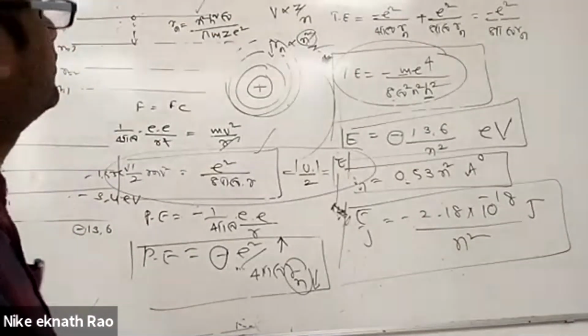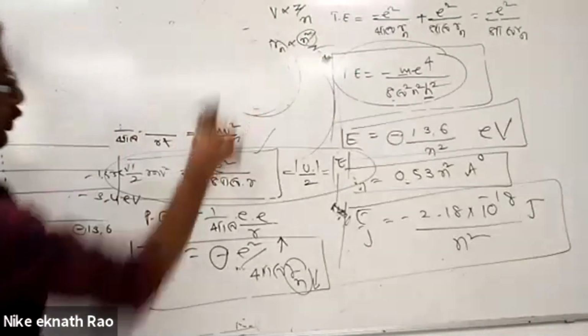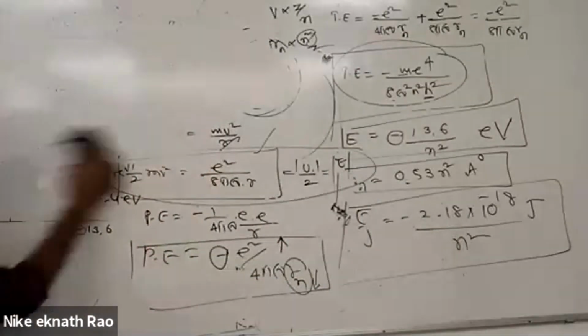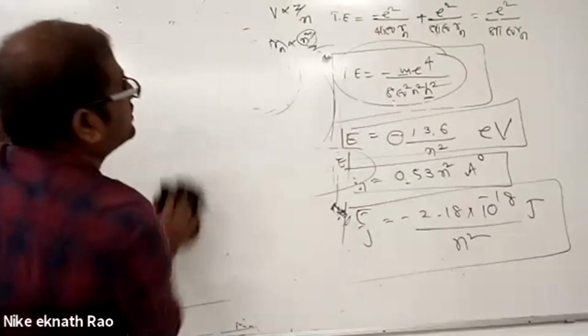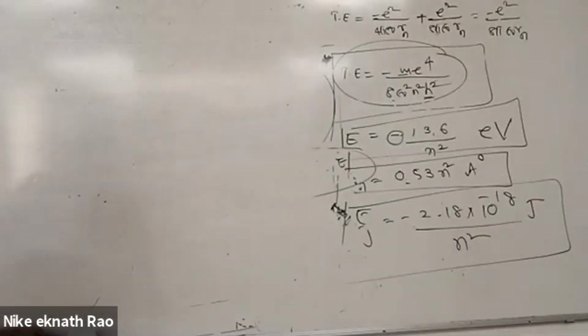Line spectra of hydrogen. And where you have to focus, I mentioned. Is it okay, everyone? Radius, velocity, kinetic energy, potential energy, total energy: in terms of electron volt as well as in terms of joules, you have to focus.